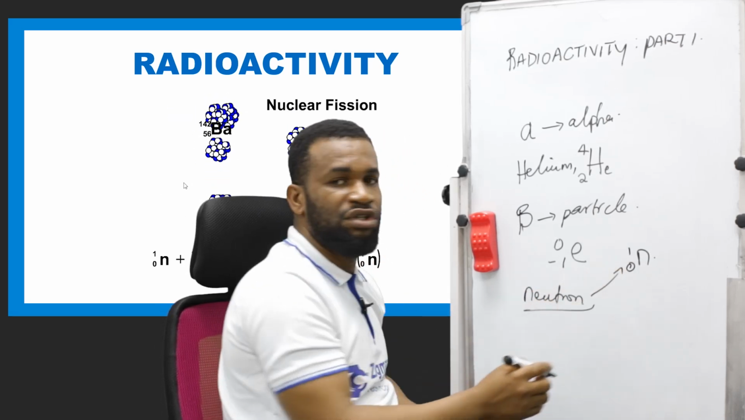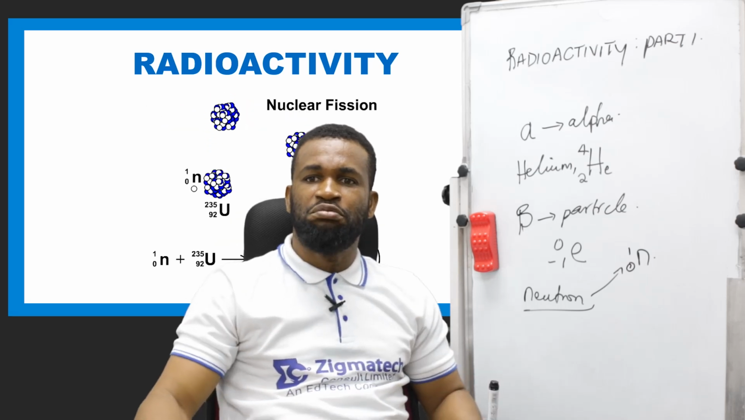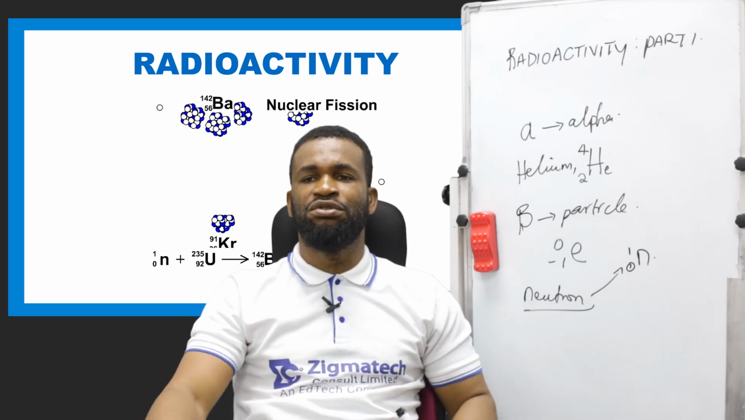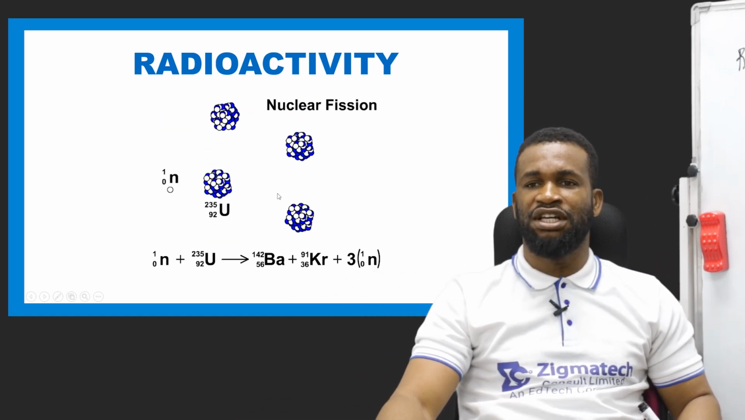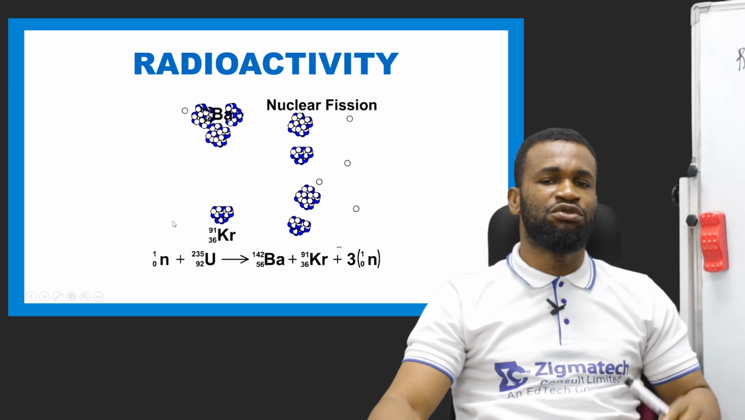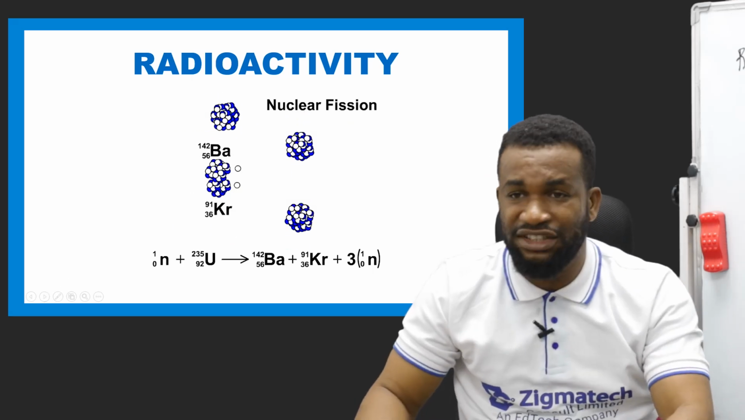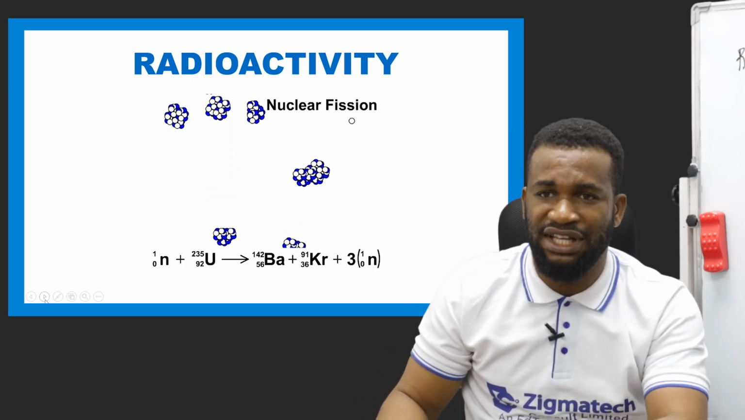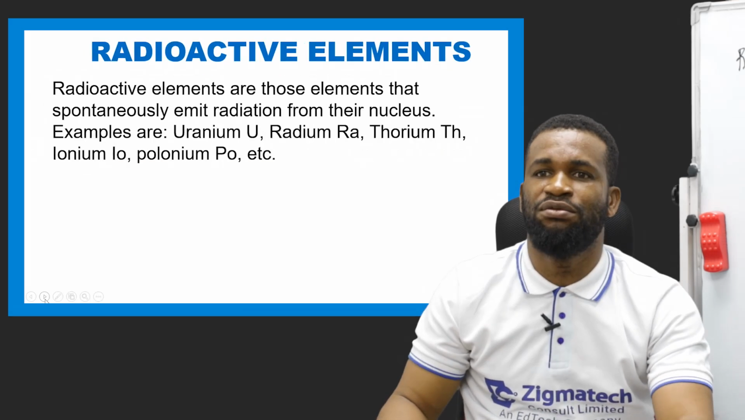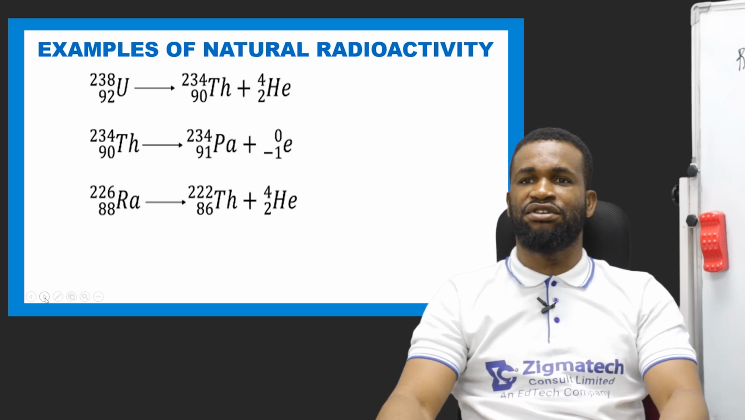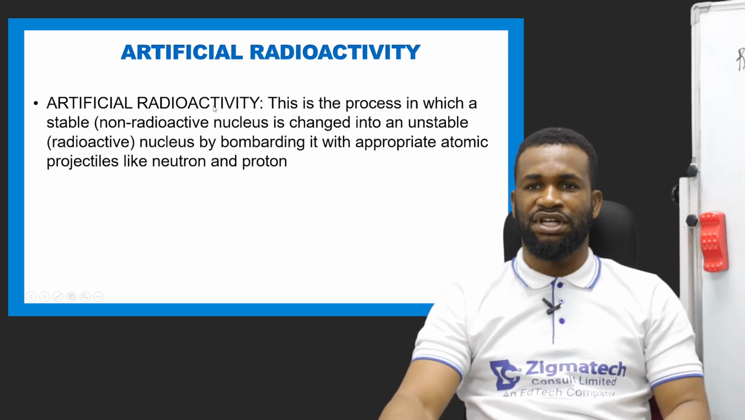This neutron, when hitting uranium, breaks uranium down. Probably we'll go into chain reaction, where we will understand more what is happening here. So this is what we mean. I'm trying to paint the picture for you to understand what we mean by artificial radioactivity. So going back to what artificial radioactivity is, the question is, what is artificial radioactivity?